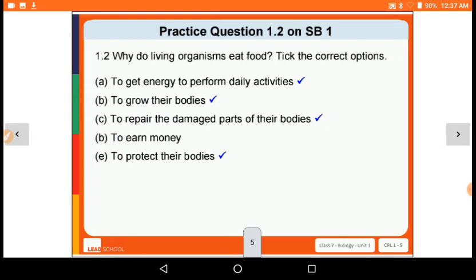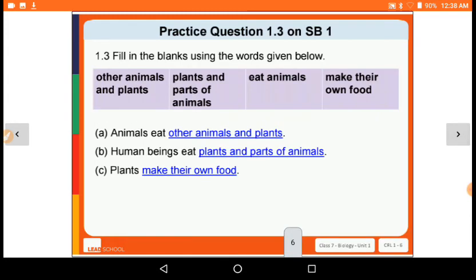So next question: why do living organisms eat food? Take the correct options. You have to take the answers which are correct. Why do organisms eat food? They eat food to perform daily activities. Yes. They grow their bodies. Yes. To repair the damaged parts of our bodies. Yes. To earn money. No, this is wrong. And to protect their body. Yes. So from these five options, four answers are correct.